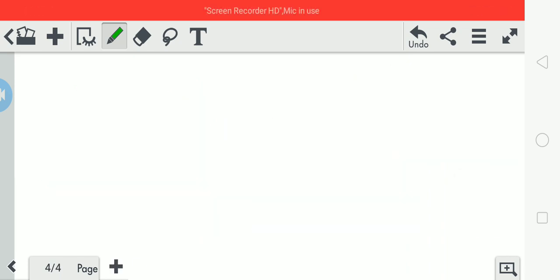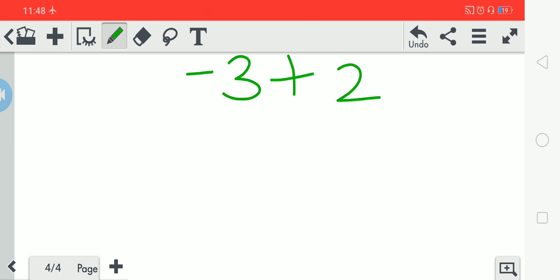Now this was an example where both numbers are positive. Now what about when one number is positive and one number is negative? Take the example minus 3 plus 2. Here the first number is minus 3, and the second number is plus 2.